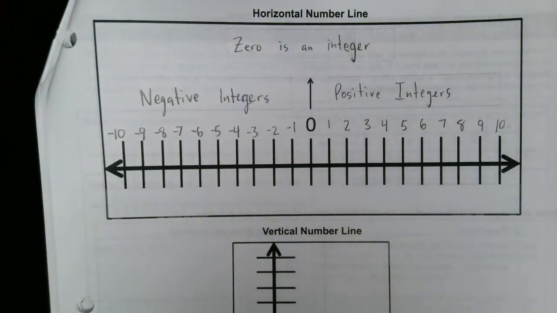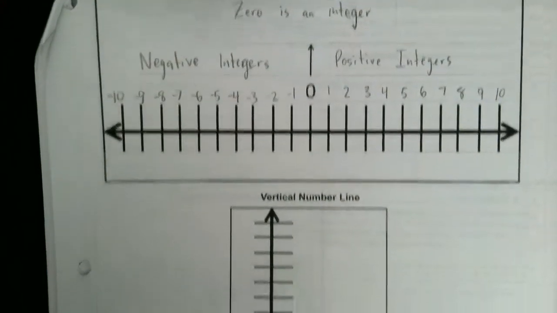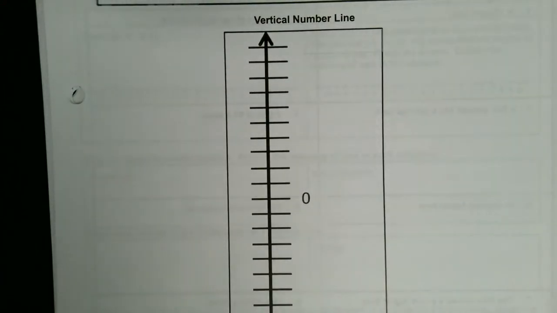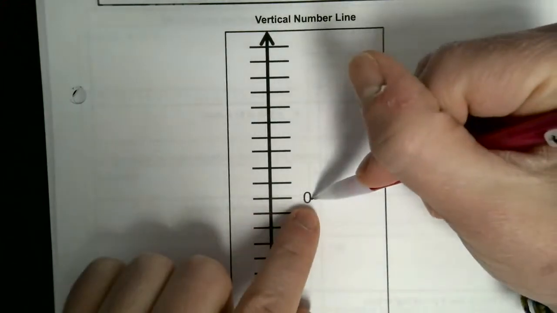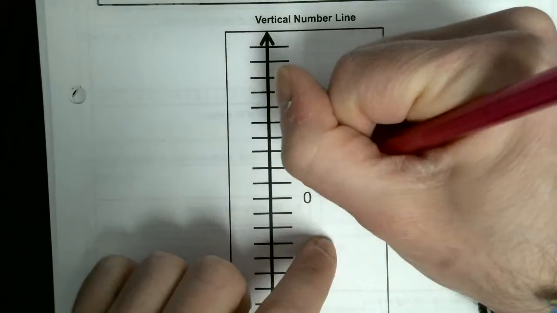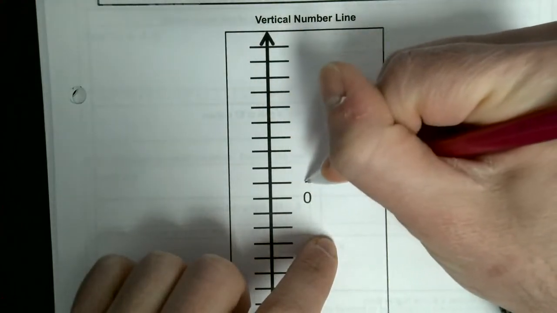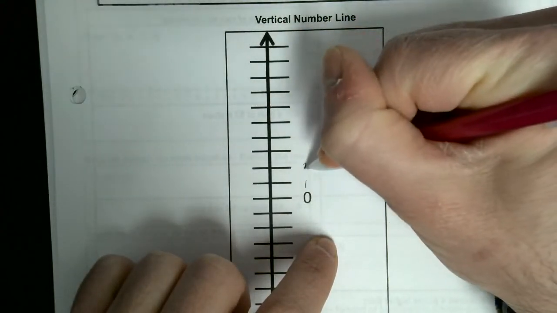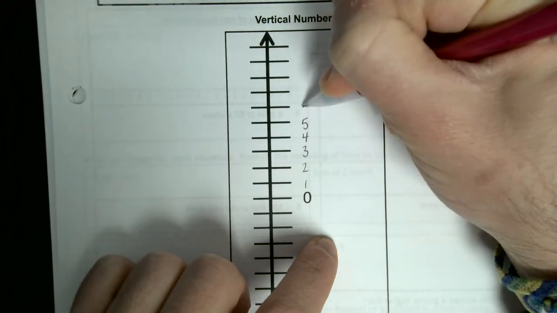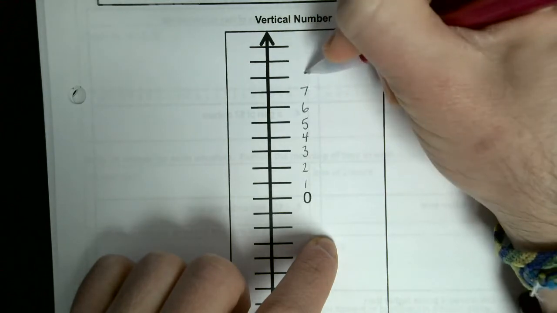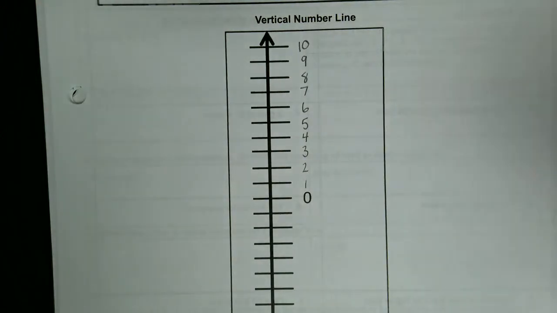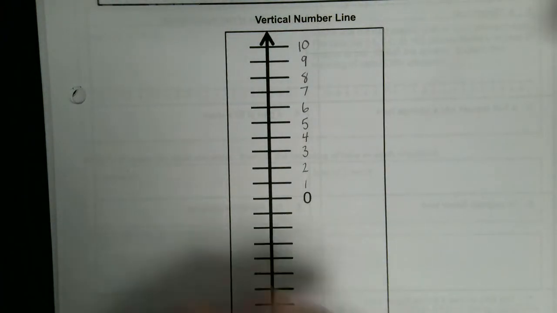Now, another way to show integers is using a vertical number line. I like to think of this vertical number line almost like a thermometer, right? Where you have 0 here, and 0, of course, is an integer. And then as you go up the number line, you're increasing, you're getting more positive. So after 0 would come 1, then 2, 3, and so on, all the way up to, I believe, 10, just like the other one. But again, after 10 would be 11, 12, 13, 14. It would go on forever, with all the integers.